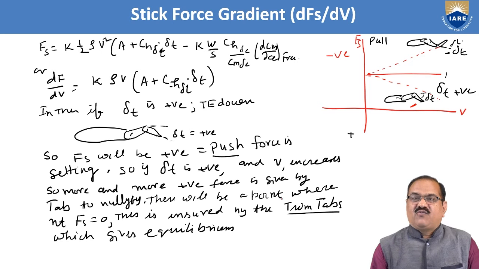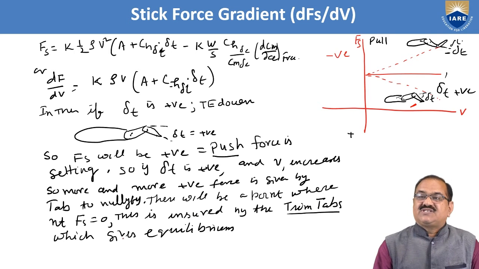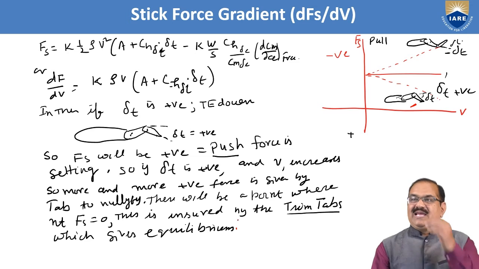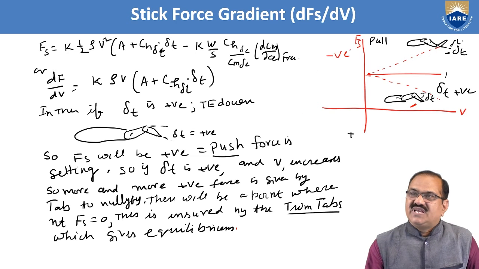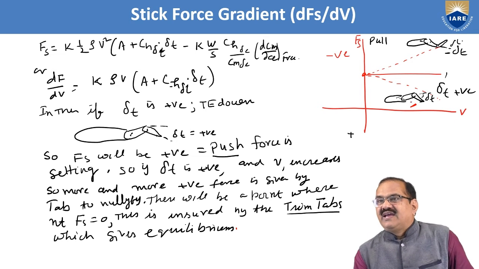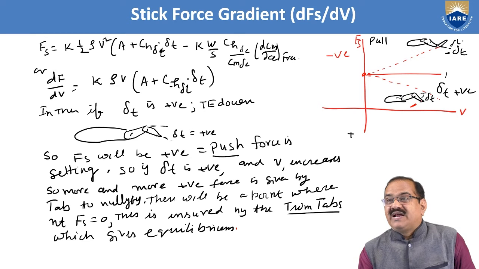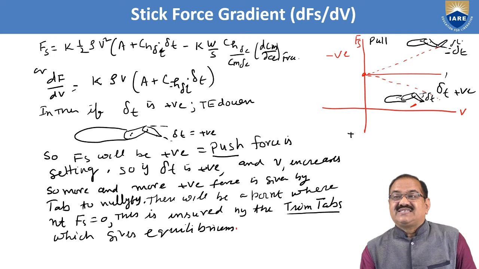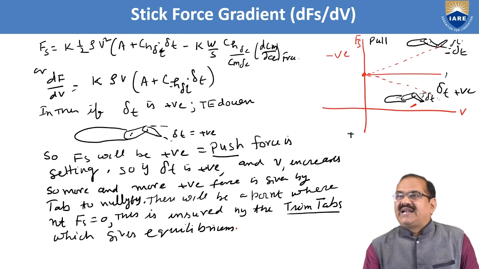There will be a point where the net Fs will be 0. This is ensured by the trim tabs, which gives equilibrium. So what will happen? You can see in this plot of Fs versus V, here is the initial condition. When the elevator is going up, the trim tab will go down. As you increase the velocity, this tab angle will also increase, and here also, when the elevator is going down, the tab will go up.